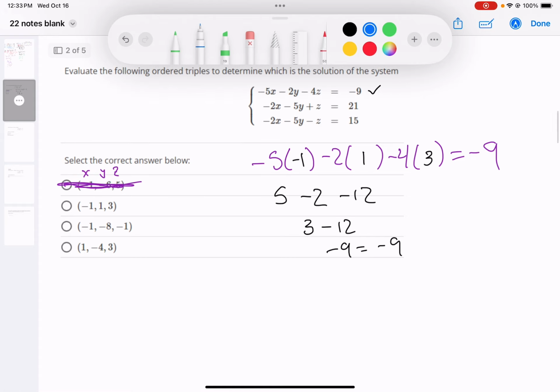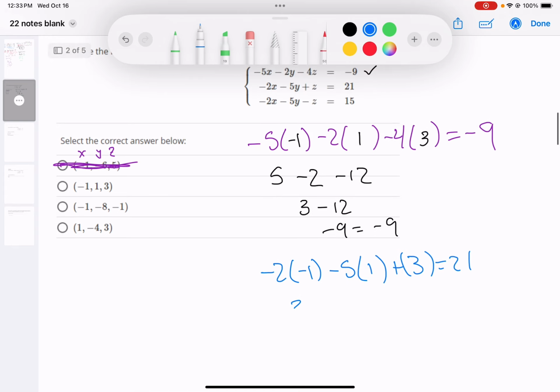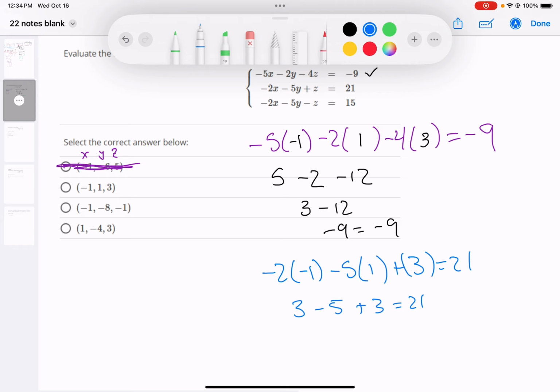Get a different color here. So then we got -2, -1, minus 5, and instead of y, we'll plug it in 1, and then plus 3, and that should equal 21. So I got 3 minus 5 plus 3 equals 21, and that is -2 plus 3 is 1 equals 21. Well, that worked for the first one, but it didn't work for the second one. Now, I know the answer is the last one because I've done this one already.